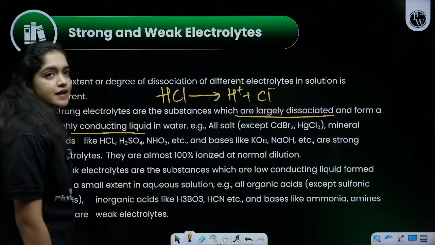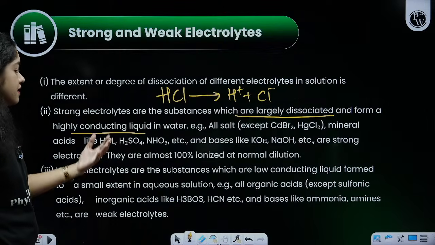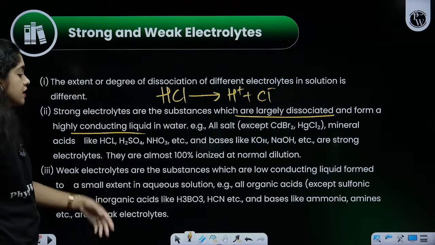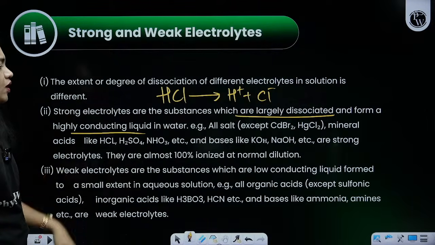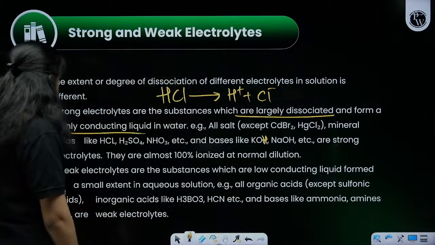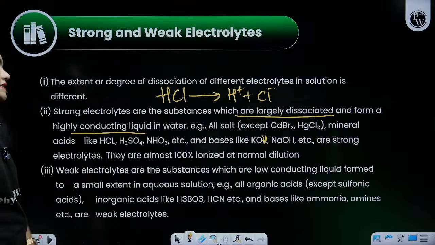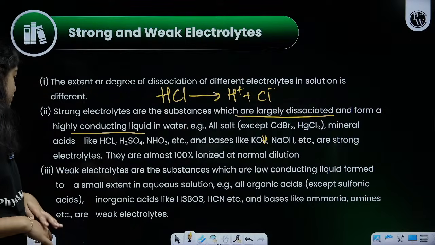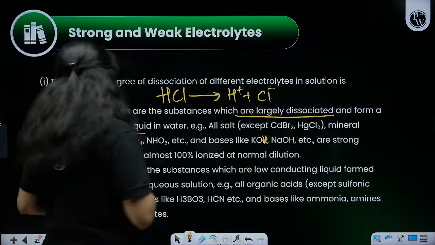Okay, then the next one. Other examples are H2SO4, then bases like KOH, NaOH, etc. are the examples for strong bases. Okay, then they are almost 100% ionized in normal dilution. Then we can go to the next topic, that is weak electrolyte.